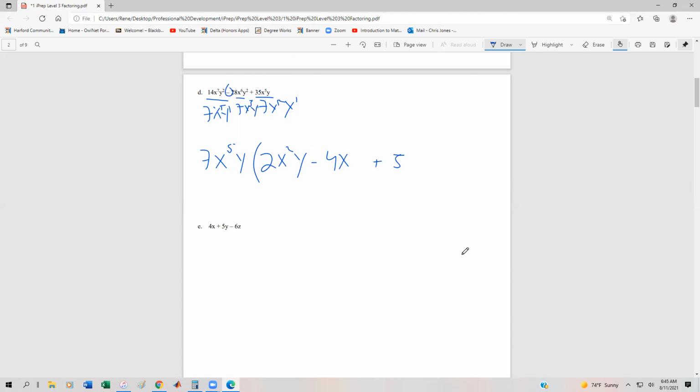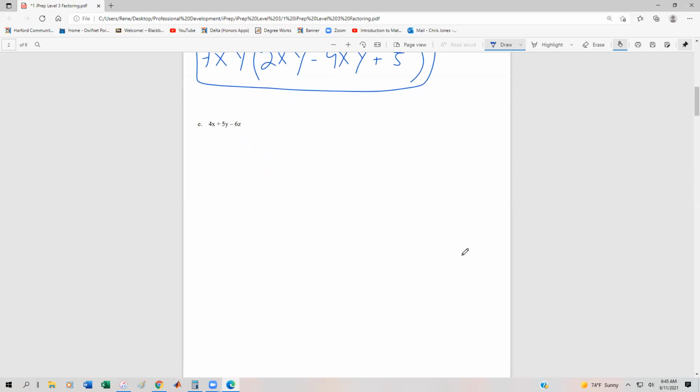Or I'm sorry, x6 divided by x5, can't read my own handwriting, is going to be x to the first. And then y squared divided by y is going to be y. And then finally, x to the fifth over x to the fifth cancels, y divided by y cancels, and this should be our factored polynomial. And of course, if we don't trust that, we can go ahead and distribute.